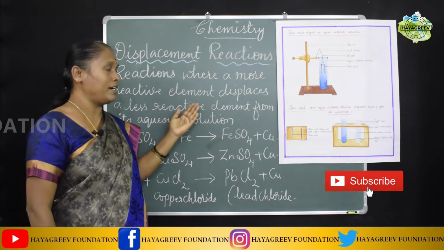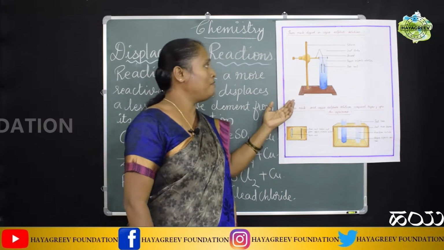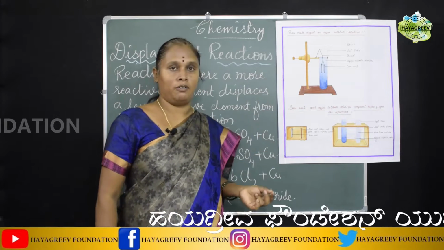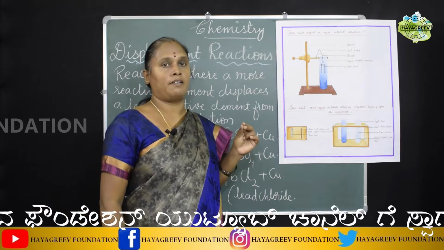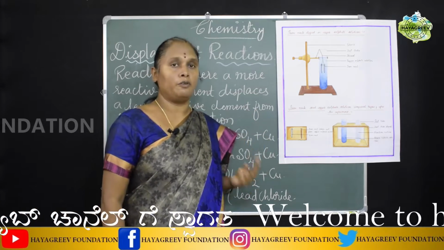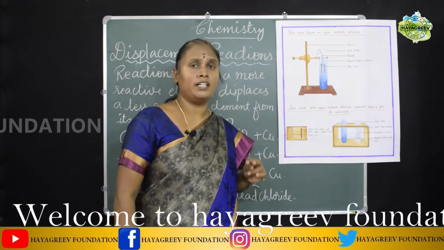To understand what displacement reactions are, we have an activity. The things needed for the activity are 2 test tubes with copper sulfate solution. So 10 ml of copper sulfate solution in each test tube will be taken. Then we need 3 nails.